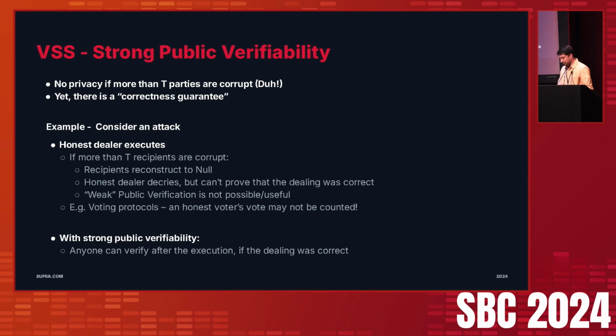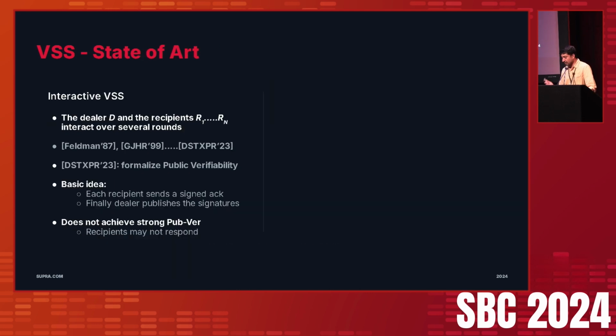For example, in voting protocols, an honest voter may have voted and his vote may not even be counted if the number of dishonest parties in the system is more than the threshold T. But if the protocol satisfies strong public verifiability, the correctness of the protocol can still be guaranteed even when there's a dishonest majority in the system. So now let's see what the state of the art of the VSS protocols is, and which protocols can or cannot support this strong public verifiability property.